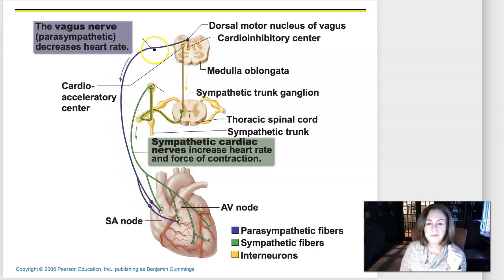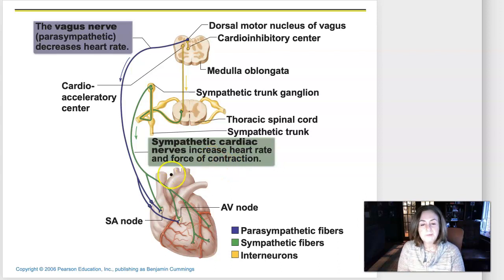That's a parasympathetic nerve. And so that is going to work to decrease the heart rate. The sympathetic nervous system also innervates the heart. And so you can see the sympathetic cardiac nerves coming in green, also innervating the SA node, AV node, and other areas of the ventricles. The sympathetic fight or flight will increase the heart rate.